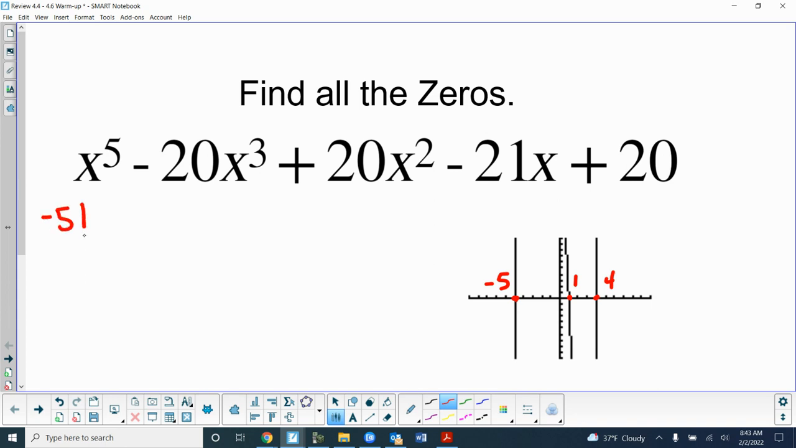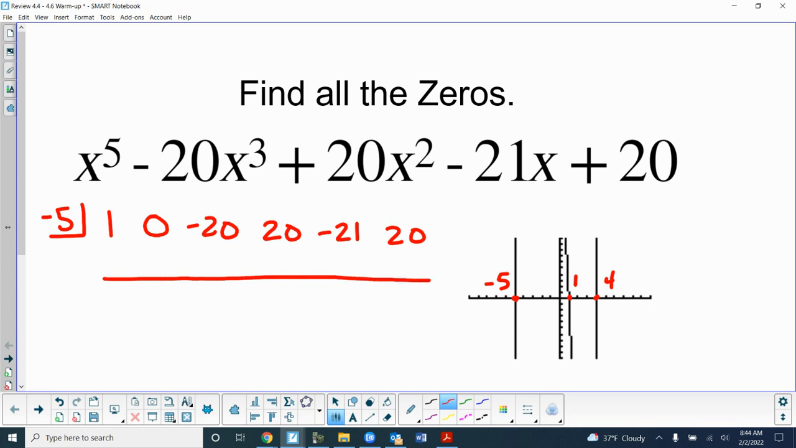So we got our -5. So 1. What do we have to add? A 0. Do you remember that? -20, +20, -21, and another 20. So we had to add a 0 because there's no x to the 4.